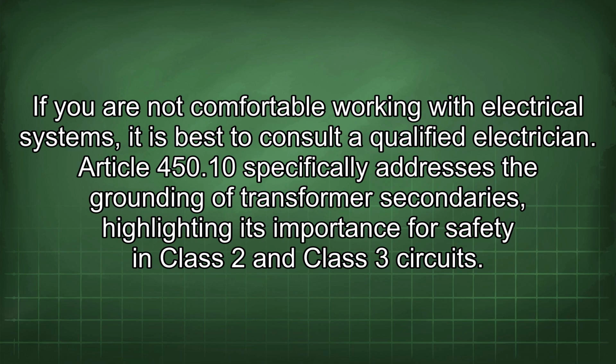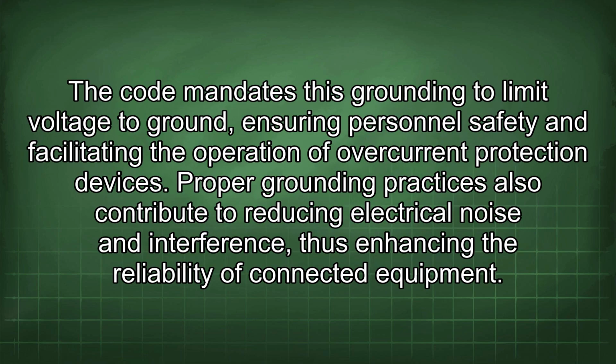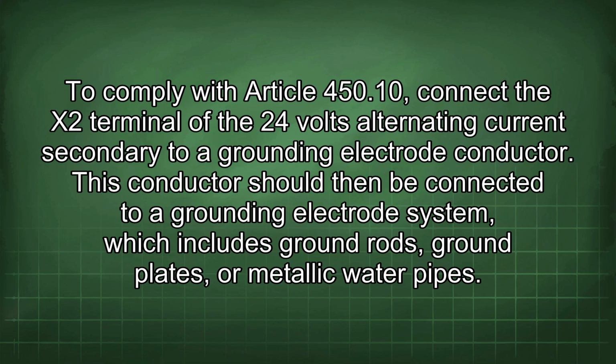Article 450.10 specifically addresses the grounding of transformer secondaries, highlighting its importance for safety in Class 2 and Class 3 circuits. The code mandates this grounding to limit voltage to ground, ensuring personnel safety and facilitating the operation of overcurrent protection devices. Proper grounding practices also contribute to reducing electrical noise and interference, thus enhancing the reliability of connected equipment. To comply with Article 450.10, connect the X2 terminal of the 24 volts alternating current secondary to a grounding electrode conductor.